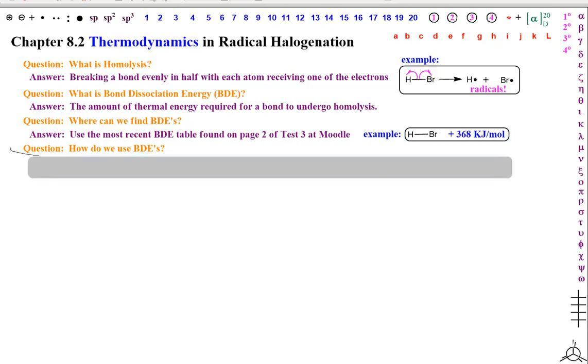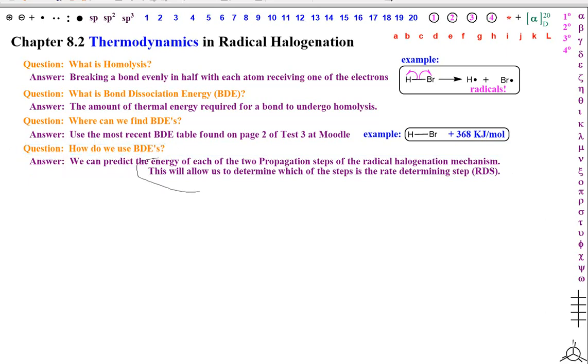Now the question is, how do we use the bond dissociation energies? Well, in this chapter, we're going to use them to predict the energy of the two propagation steps of the radical halogenation mechanism, and this will allow us to determine which of the steps is the more important rate determining step, and then it'll allow us to answer other questions. So let me get the two propagation steps for the radical halogenation of 2-butene going here. Here's E2-butene.